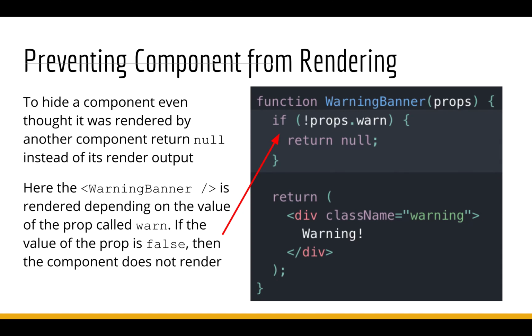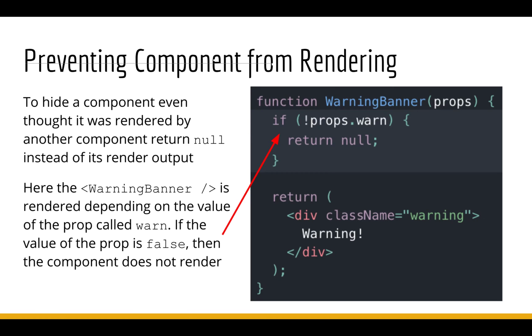And then we also might want to prevent a component from rendering. So in this example, we're not controlling whether or not the component renders inside of a return, inside of the render function or something like that. In this example, the warning banner has already been rendered by a parent component. The parent has made the decision, I'm going to render the warning banner. But inside of the warning banner, we still have one last-ditch effort to decide what it will return, and that in turn will decide what it renders.